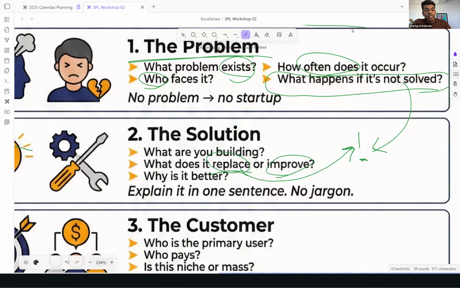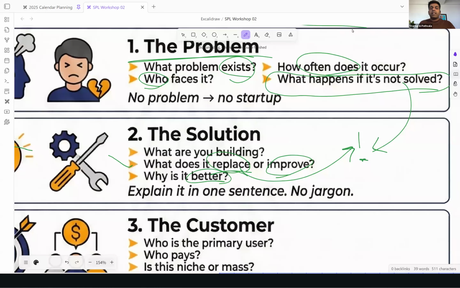How are you replacing existing solutions, or how are you improving on existing solutions? This is a question you need to think about. Say you have a solution in mind, you need to ask: am I coming up with a better solution, or am I improving that existing solution? Things like that you need to think about, and then ask yourself this question.